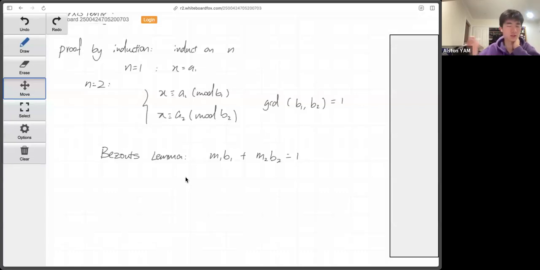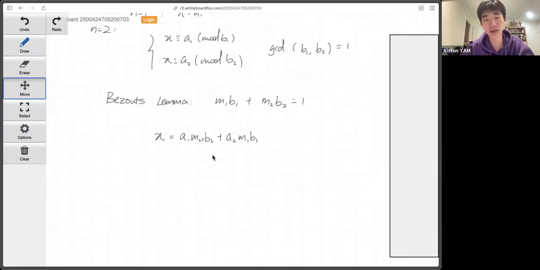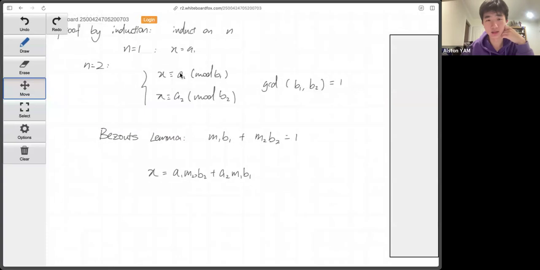So now we have this. Let's actually just construct an x that works for this, right? What I'll do is I'll take x is equal to a1, so that's the a1 up here, a1 times m2 times b2 plus a2 times m1 times b1. This will be my x. And I want to prove that this x satisfies both of these conditions.